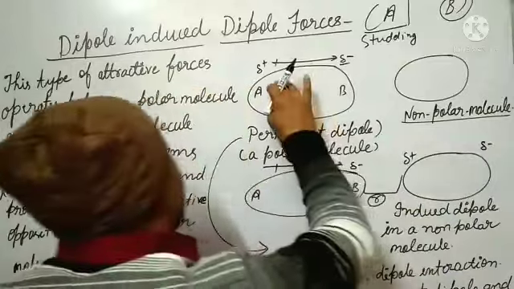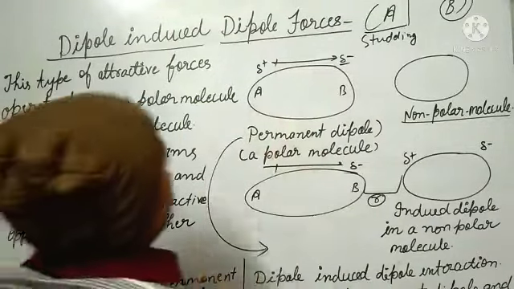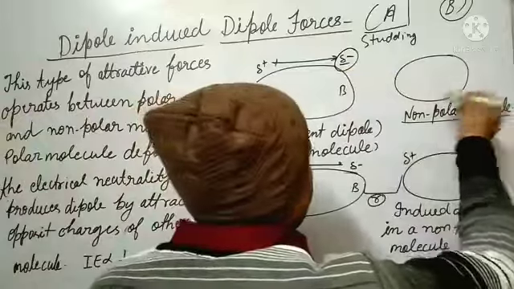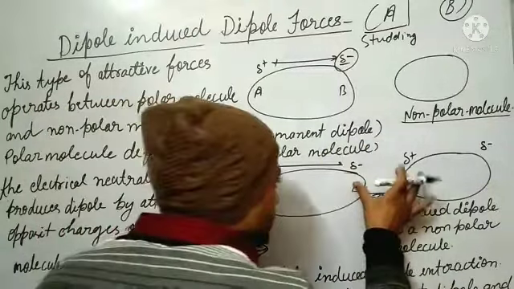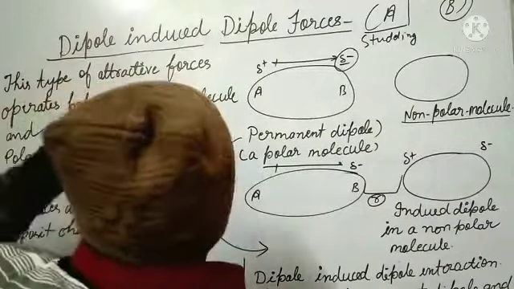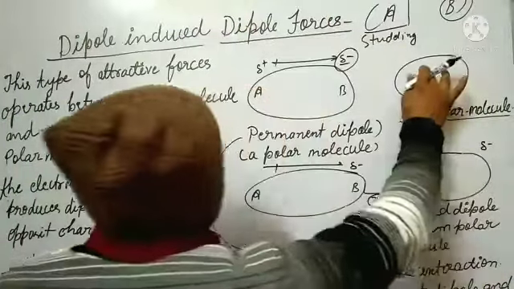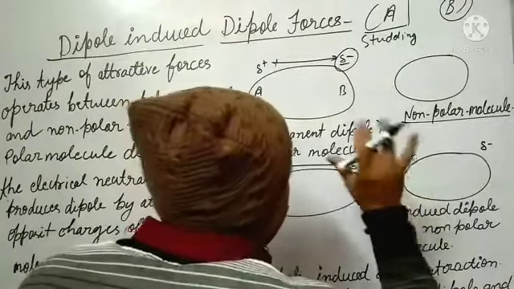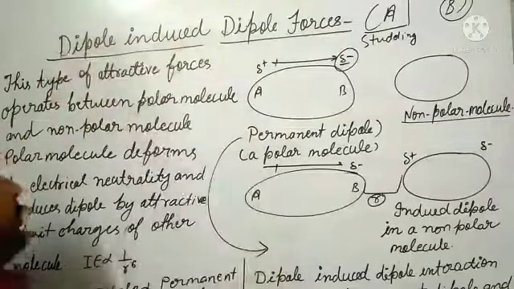One more time, this is the polar molecule, that is the non-polar, electrically neutral molecule. The polar end of this molecule attracts the positive portion of that molecule, and polarity is produced in this molecule. And when polarity is produced, they interact, they develop one force, and that is known as dipole-induced dipole force. It means this molecule has induced a dipole in that one, and a force developed between the positively and negatively charged portions of both molecules.